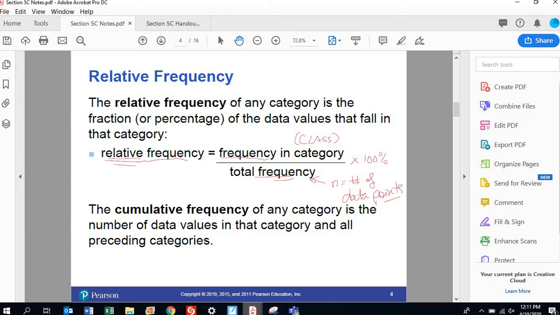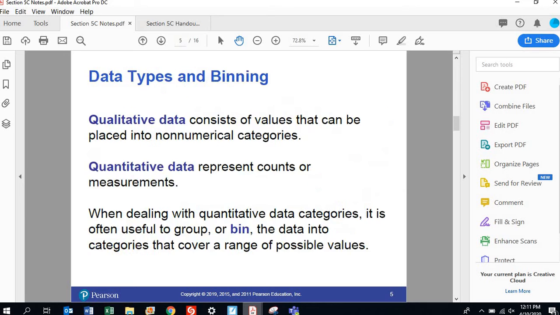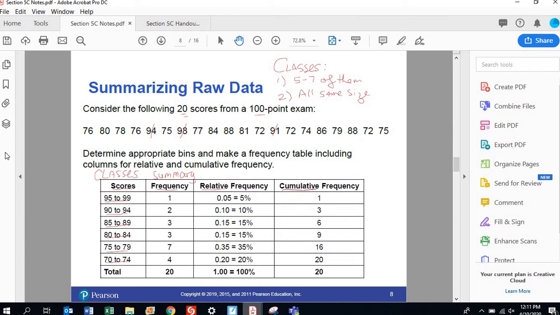And then the cumulative frequency here is just keeping track to make sure that all of your data values add up, right? So if we go down here, the relative frequency, you can see there are 20 scores. And so when I want to find the relative frequency, I take the frequency and I divide by the total number. 1 out of 20 is 0.05, which is 5%. 2 out of 20 is 0.10, which is 10%. 3 out of 20. Okay, so does this make sense now? That's how you do the relative frequency, okay?